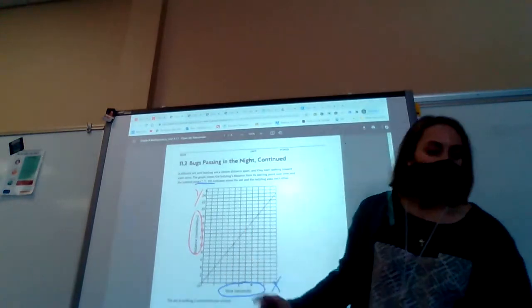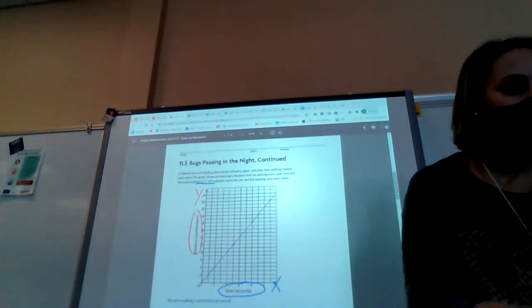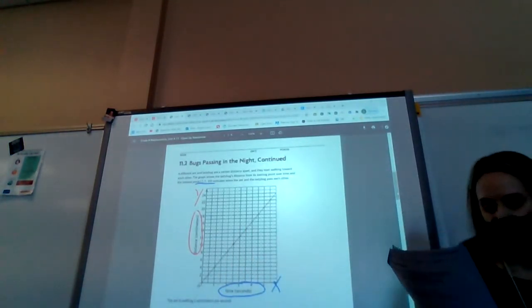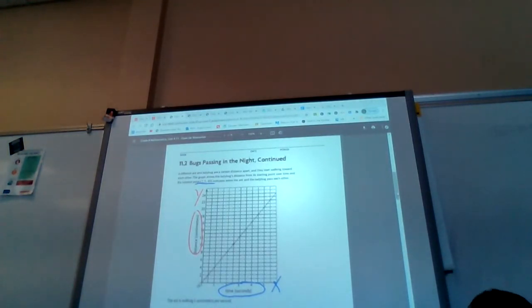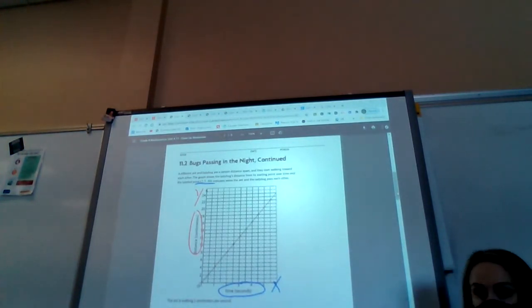So we know that they crossed after they walked 10 centimeters. The ant is walking 2 centimeters per second. Write an equation representing the relationship between the ant's distance from the ladybug's starting point and the amount of time that has passed.